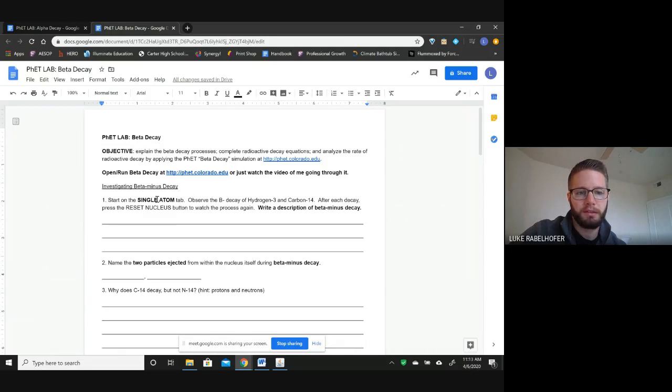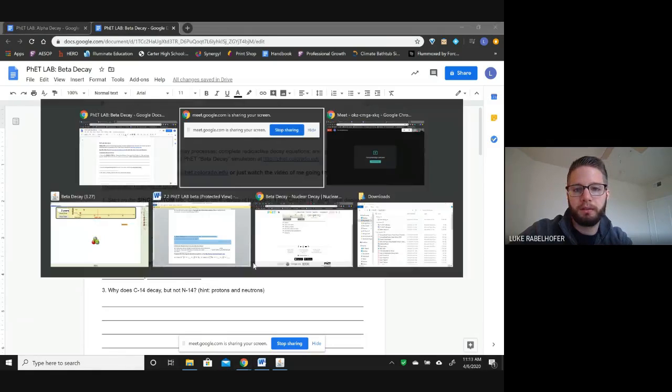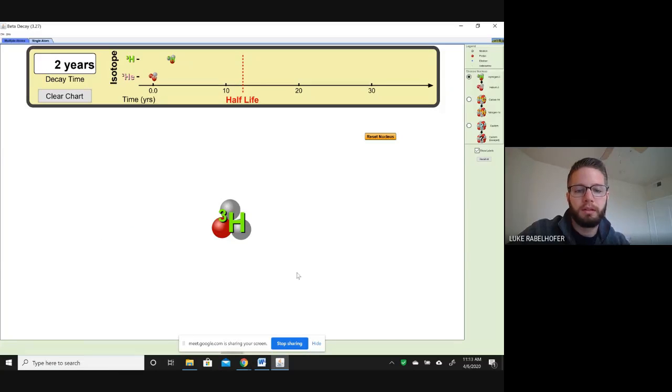So we're going to start with a single atom. It says, observe beta minus decay of hydrogen-3 and carbon-14. After each decay, press the reset nucleus button to watch the process again. And then you're going to write a description of what that decay looks like. So we're going to go to this. This is the hydrogen-3.